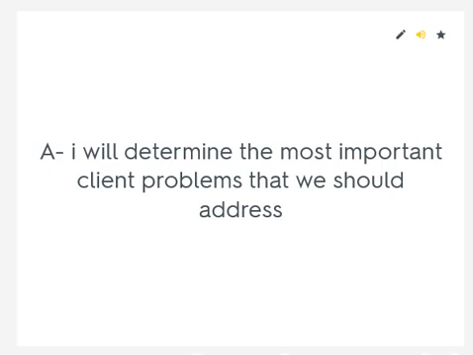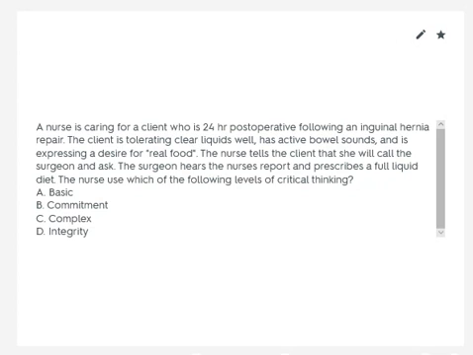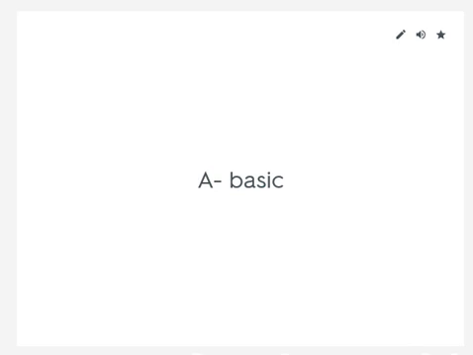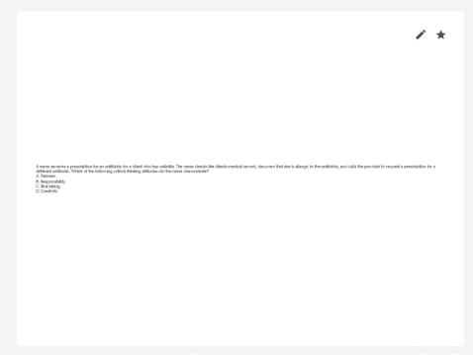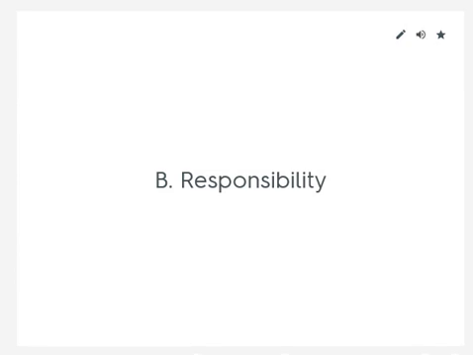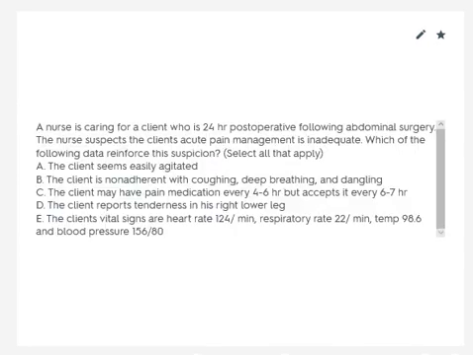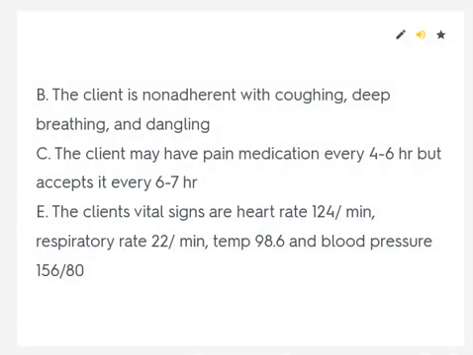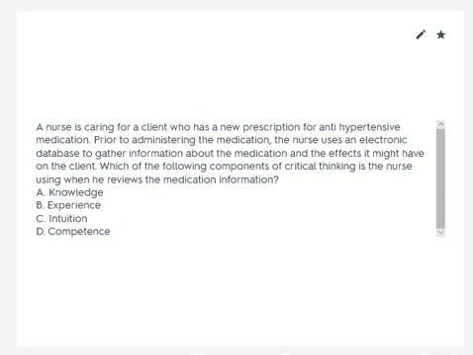A. I will determine the most important client problems that we should address. A. Basic. B. Responsibility. B. The client is non-adherent with coughing, deep breathing, and dangling. C. The client may have pain medication every 4 to 6 hours but accepts it every 6 to 7 hours. E. The client's vital signs are heart rate 124/min, respiratory rate 22/min, temp 98.6, and blood pressure 156/80. A. Knowledge.